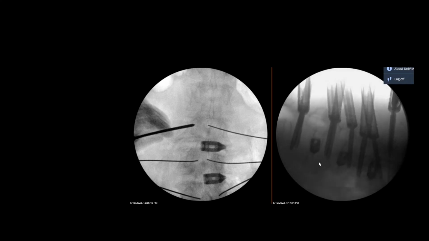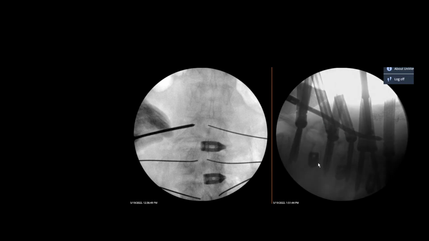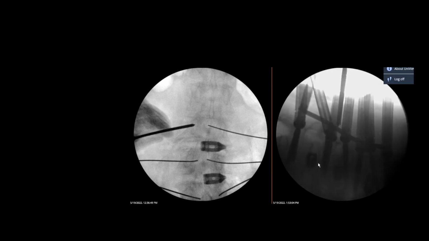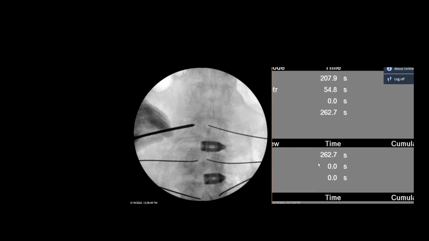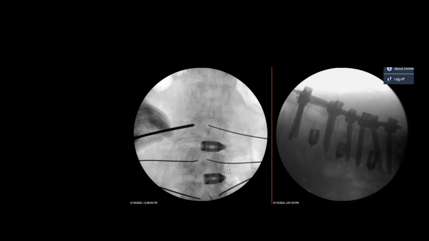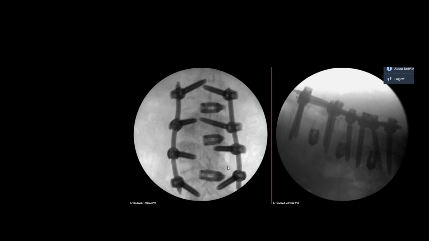The screws are going in, and now we pass the rod and lock it in place on both sides, and that is the final view. And here's the final view in AP. Most of the scoliosis is corrected.